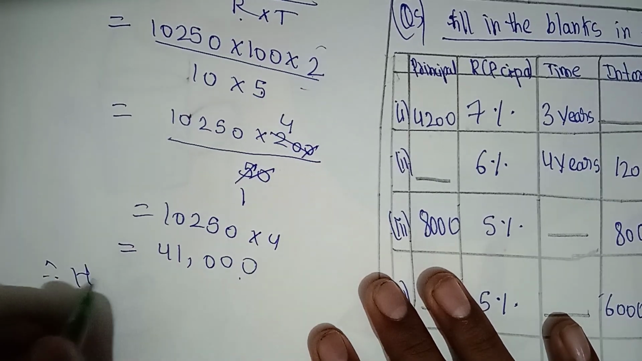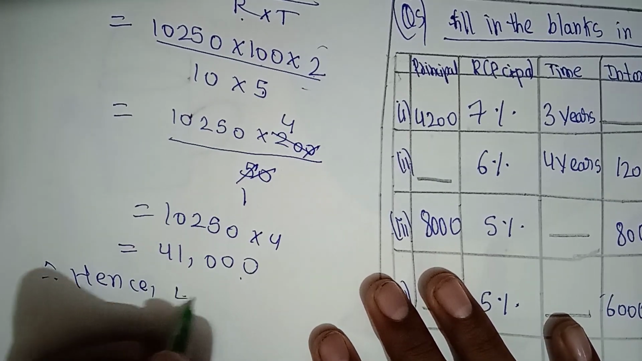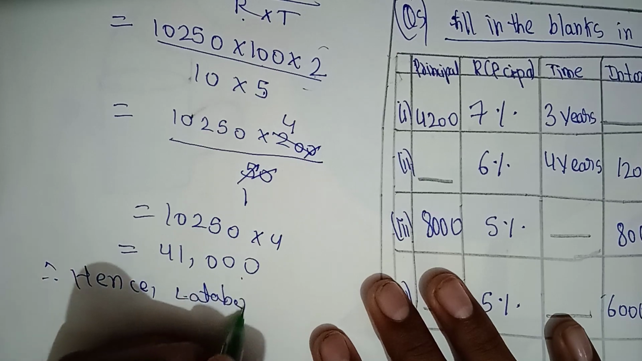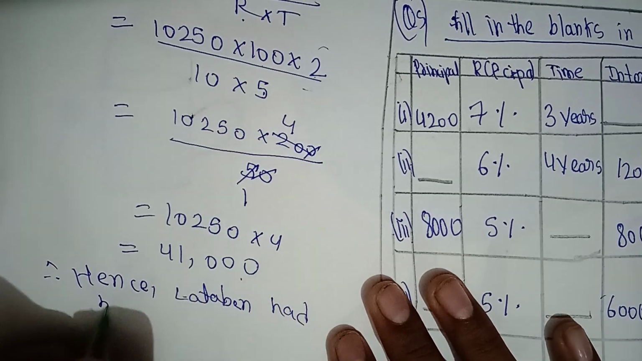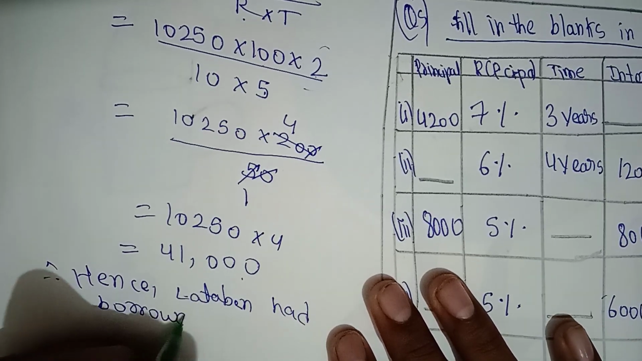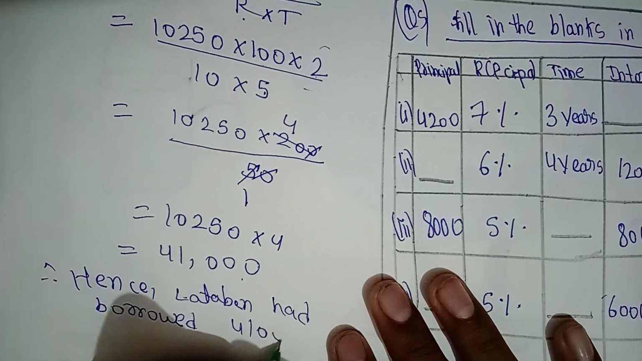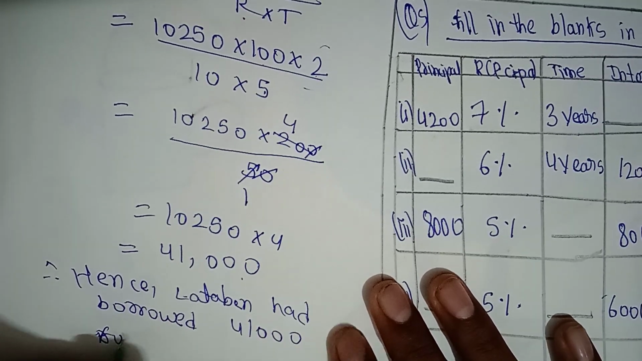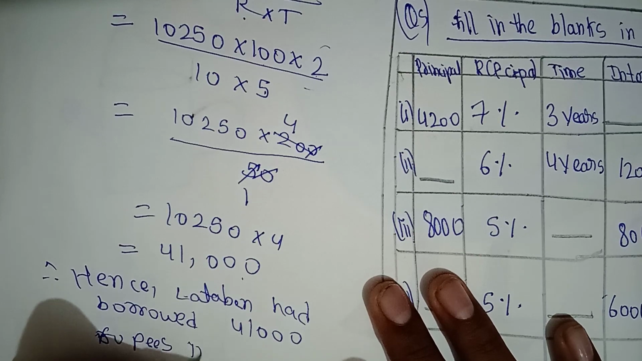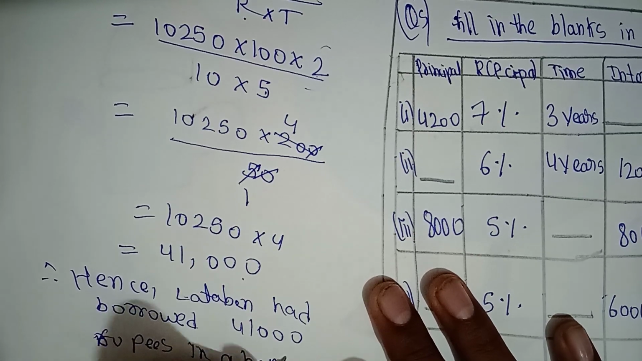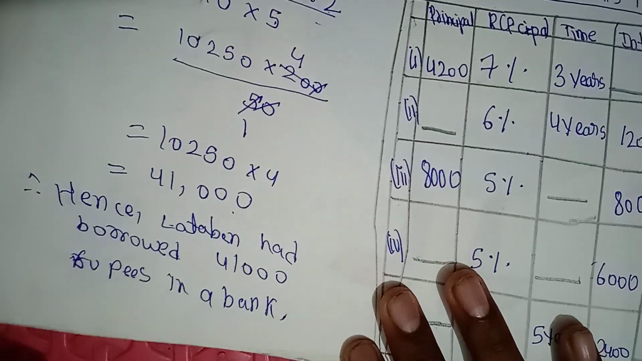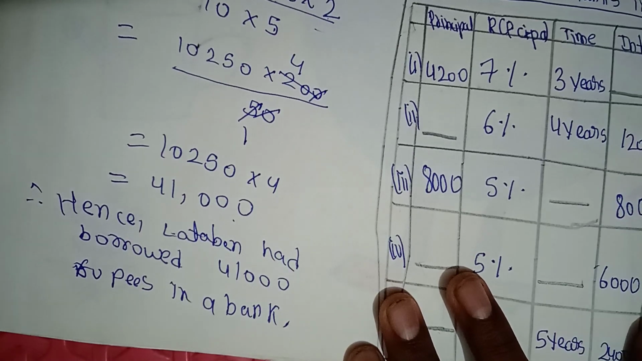So you can write a final statement. Hence, Lataben had borrowed 41,000 rupees from a bank. Okay. So this was the end of question number 4. Let's move to the next question.